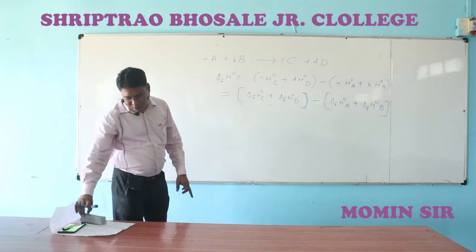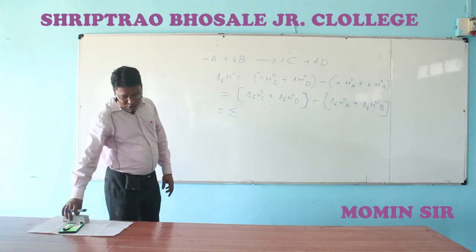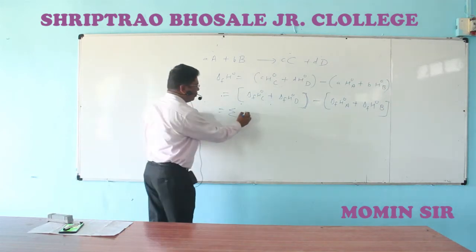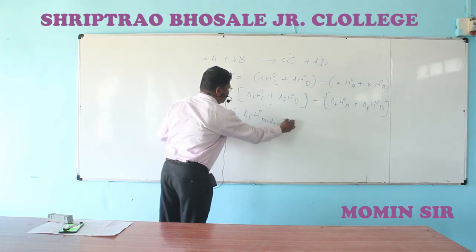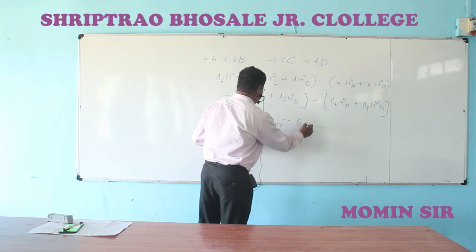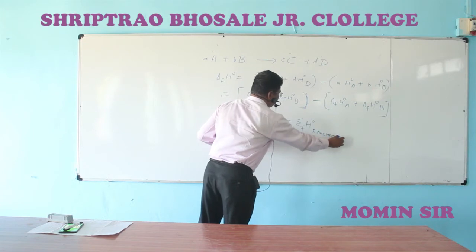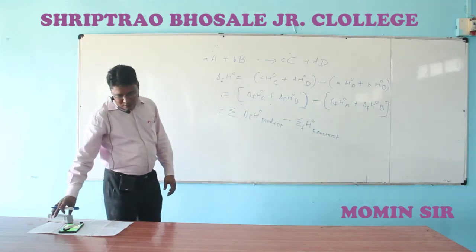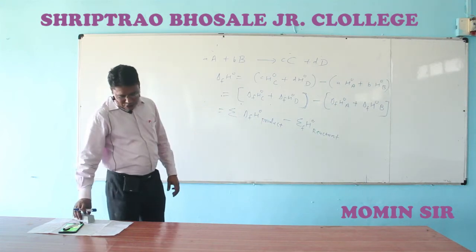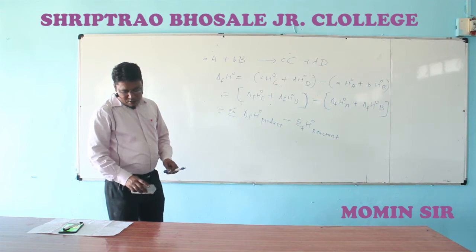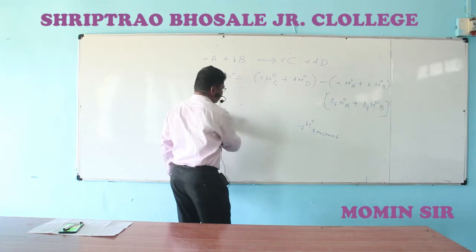Now here we can write that it is equal to the summation of the standard enthalpy of formation of products minus the summation of the standard enthalpy of formation of reactants. So here we want to study one example for this. The example is like this: calculate the standard enthalpy of reaction by using this formula.